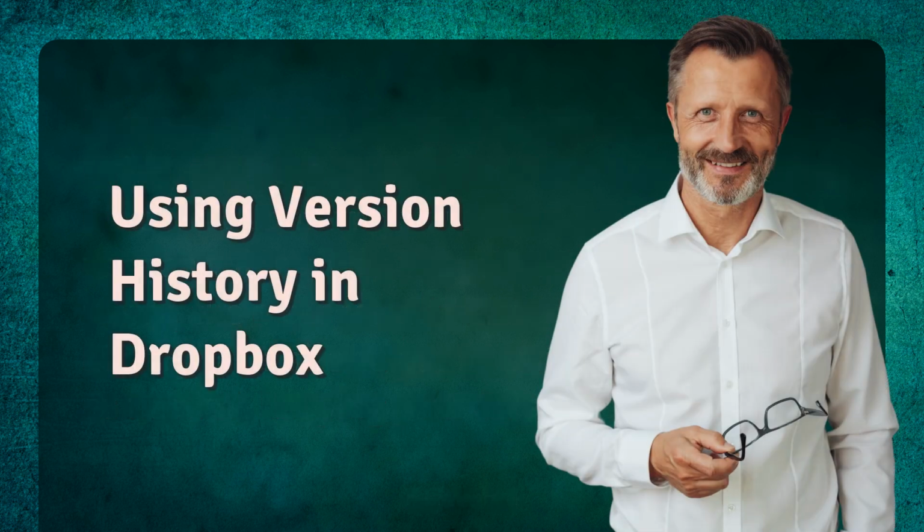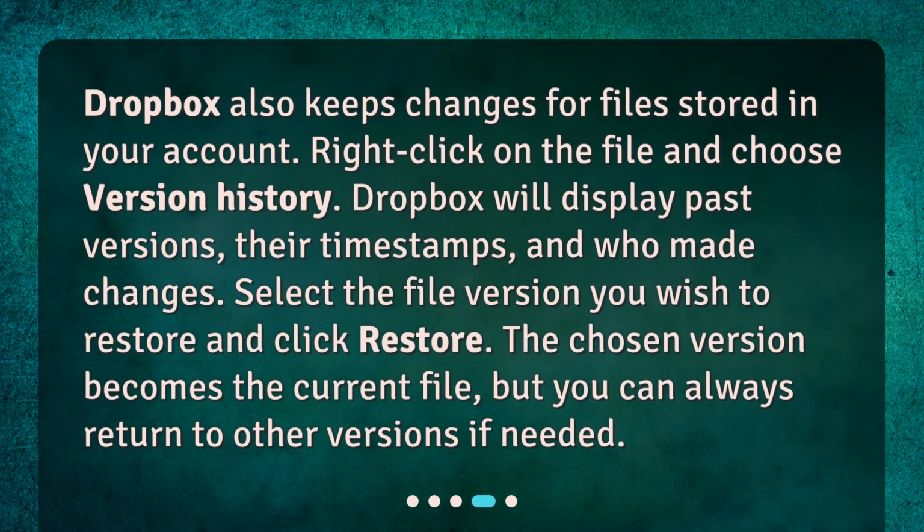Using version history in Dropbox. Dropbox also keeps changes for files stored in your account. Right-click on the file and choose Version History. Dropbox will display past versions, their timestamps, and who made changes. Select the file version you wish to restore and click Restore. The chosen version becomes the current file, but you can always return to other versions if needed.